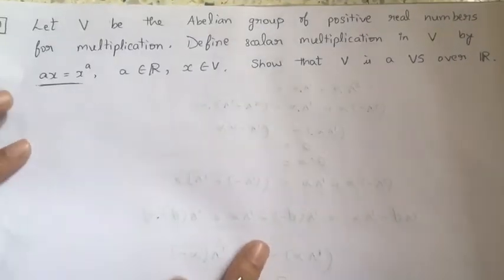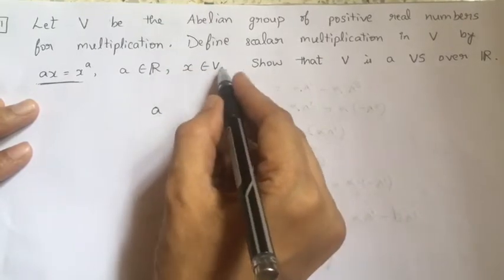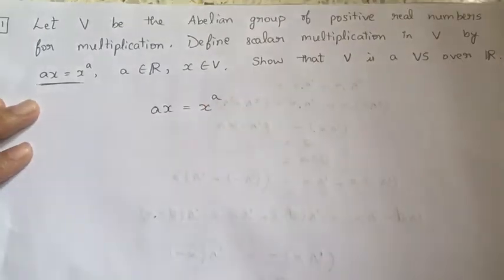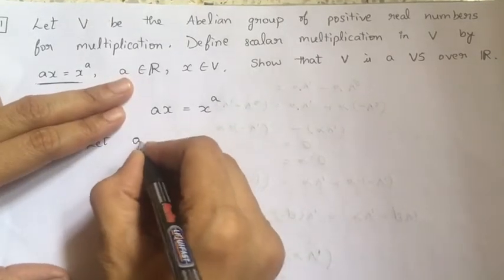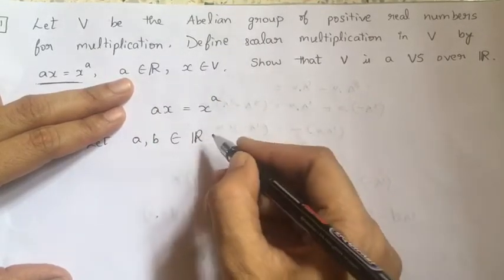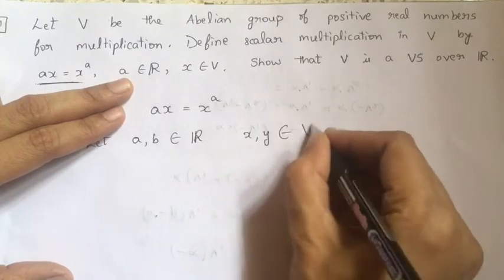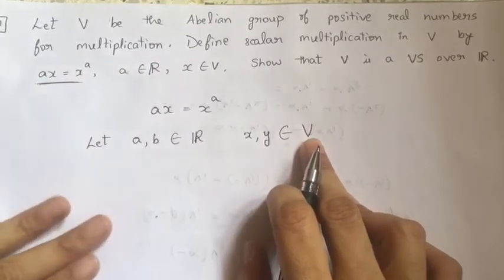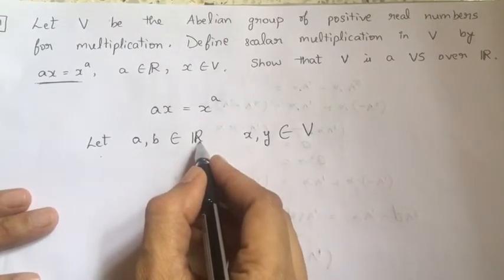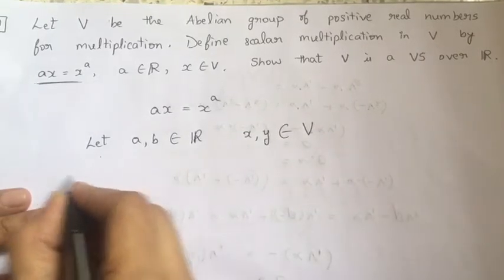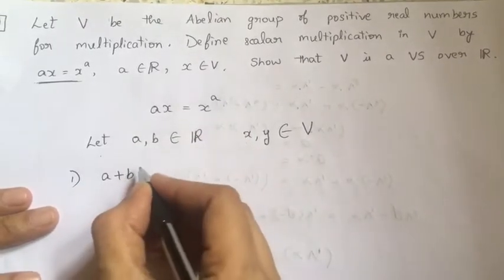Okay, so let us check. First, they have mentioned that for any a belonging to R and vector x belonging to V, a x is x power a. Let me take scalars from the field, a, b belong to R, where the field is the set of real numbers, and I'll take vectors x, y belonging to the set V. I have to prove that this forms a vector space. No need to prove the abelian group because they have already mentioned it is an abelian group. So for any a, b belonging to the field R and x, y belonging to V, let me check the first property, that is a plus b. You can even take alpha also, but since they have mentioned a, b, I'll take that only.